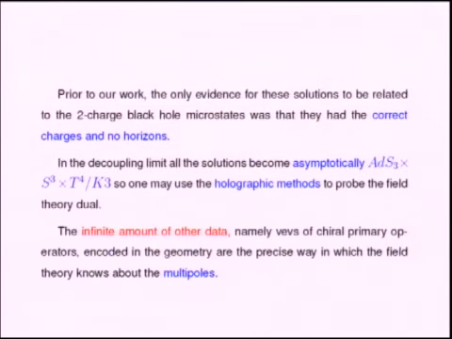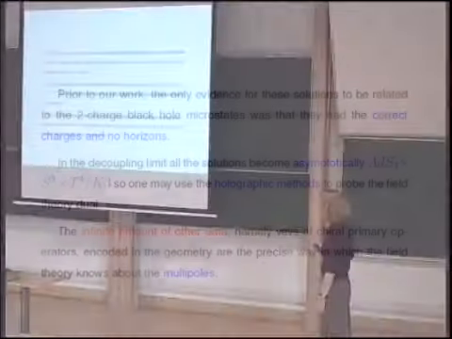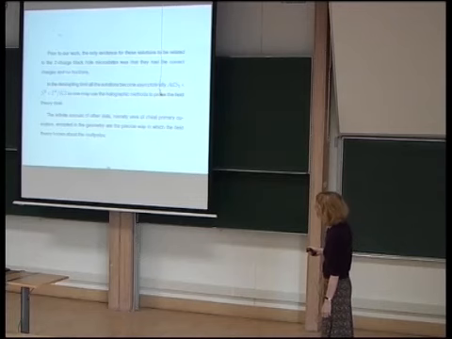Now, prior to our work, pretty much the only evidence for these solutions to be related to the two-charged black hole microstates was what I said before. They have the correct charges, they have no horizons. However, you can use the fact that in the decoupling limit, all the solutions admit an asymptotically AdS3 cross S3 cross T4 or K3 region.